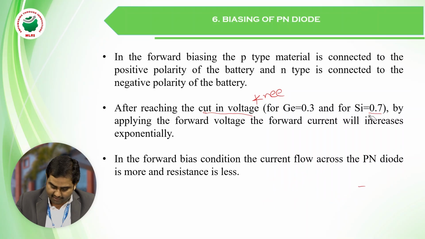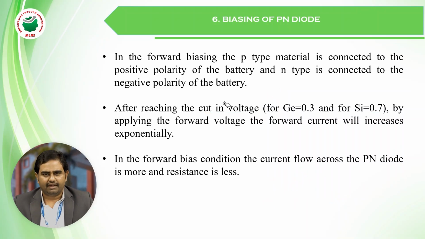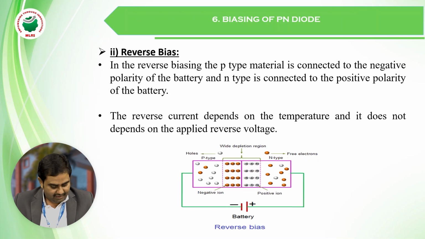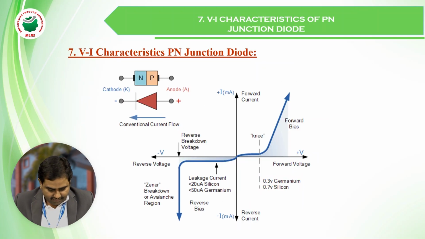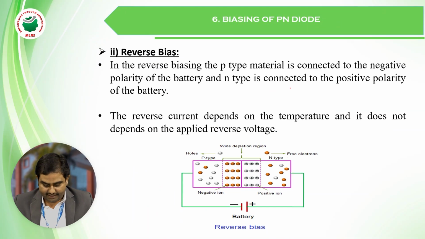Quickly we will check the VI characteristics once, and later we will move to the reverse bias of the p-n diode. So if you observe the VI characteristics in forward bias, what happens here? If we keep on increasing the forward voltage, after reaching the knee voltage, what will happen? The forward current will increase exponentially.